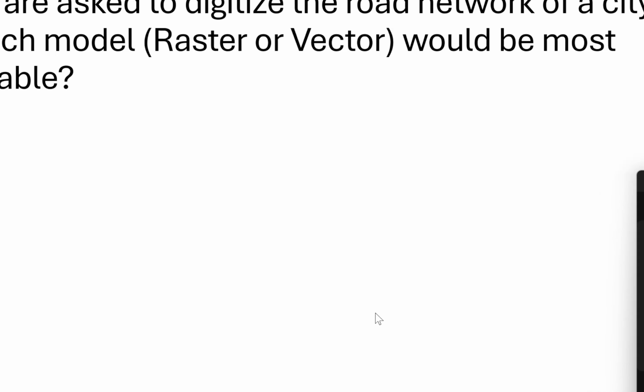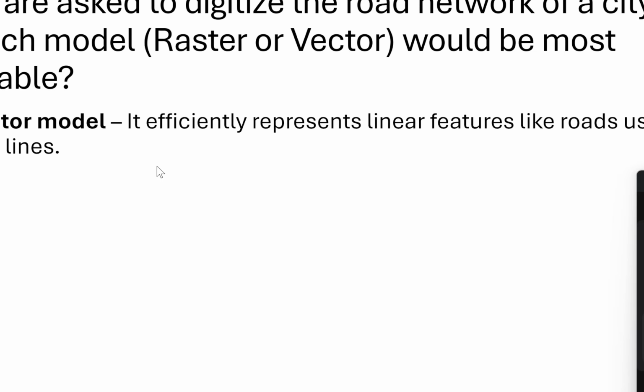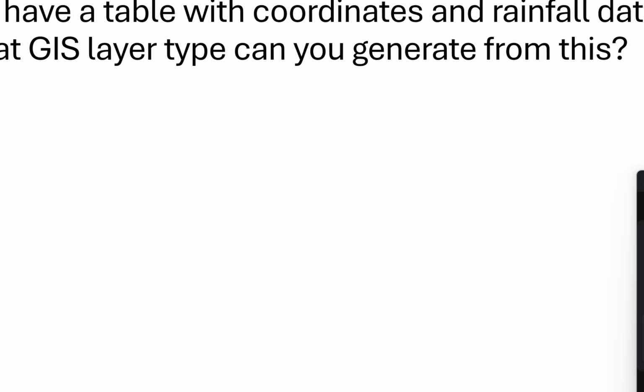Now we have some questions. You are asked to digitize the road network of a city. Which model are you going to use, raster or vector? Anyone? Vector. Yes, correct, Sagar. Vector model, because it will efficiently represent linear features like roads or river networks. So that is why the vector model is correct.